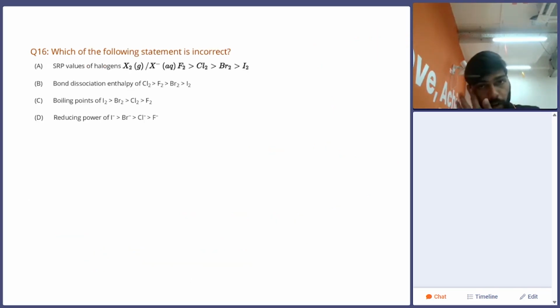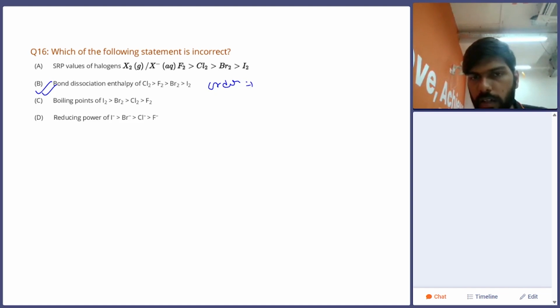Next, which of the following statements is incorrect? SRP value of halogens X2 to X minus is F2, Cl2, Br2, I2. That is correct. Boiling point is I2, Br2, Cl2; the more the molar mass, the more the boiling point. That is also correct. Reducing power is I minus, Br minus, Cl minus, F minus. That is also correct. Bond dissociation enthalpy is incorrect. So option B is the answer.